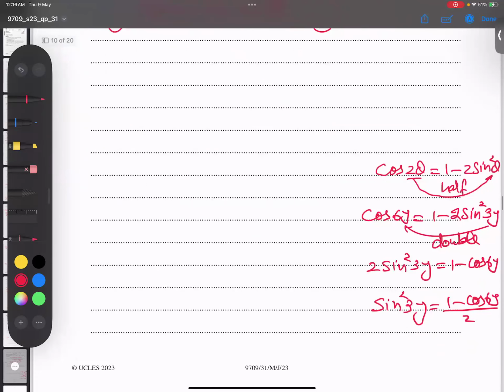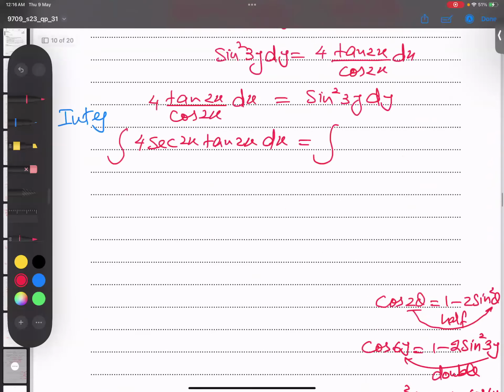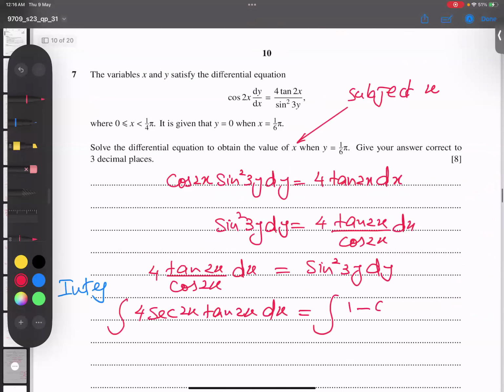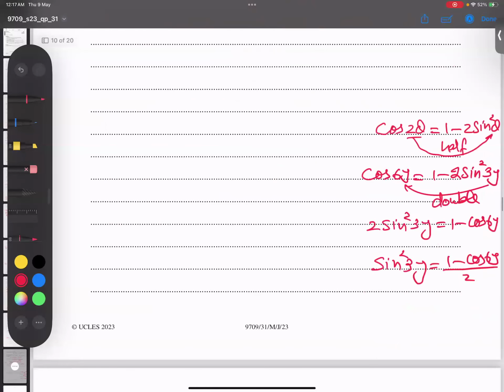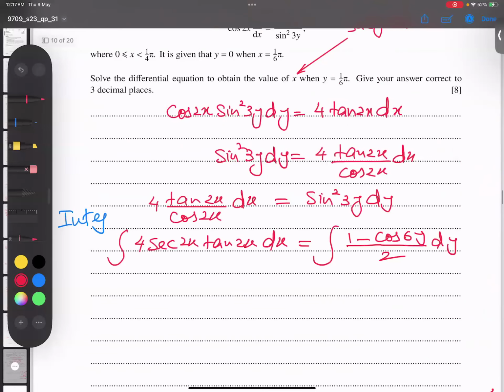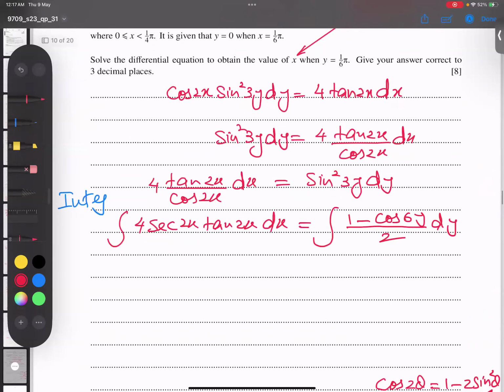Okay. Now I'm going to replace it. Once again, I recheck. This goes there. Yes. So 1 minus cos 6y divided by 2. Yes, student, up till here, this point is very, very clear. Okay, now what to do?